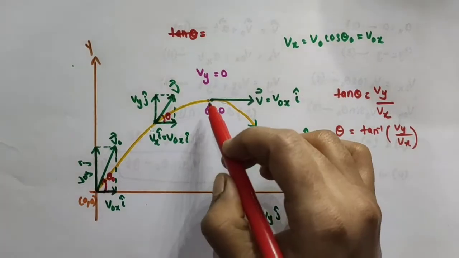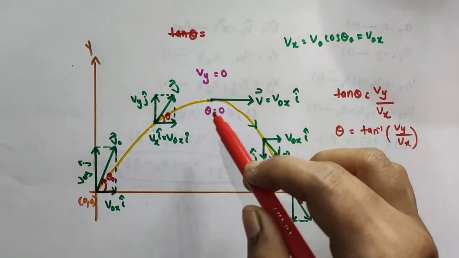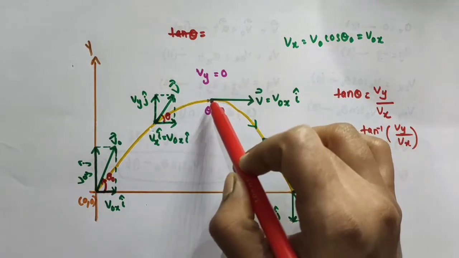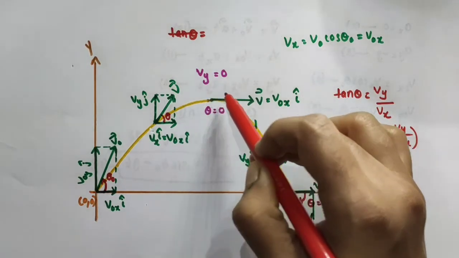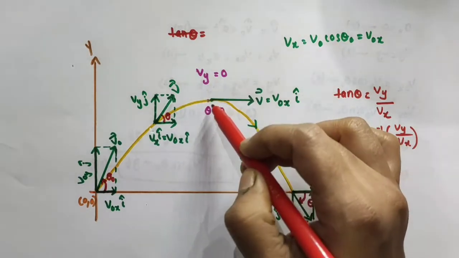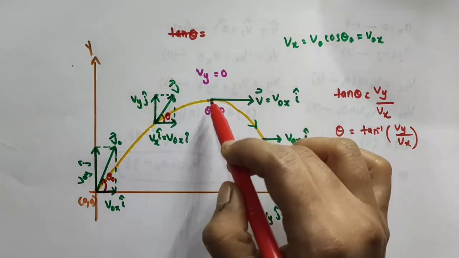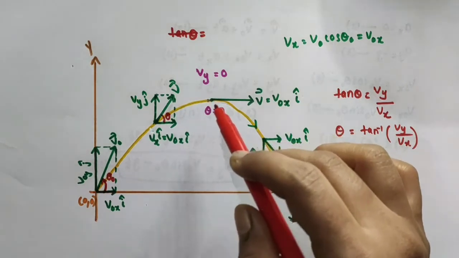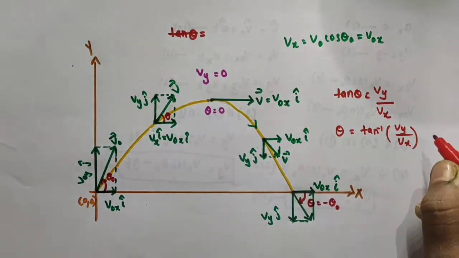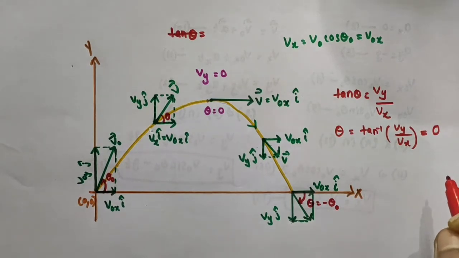Now at the maximum height of the projectile, this is the point the projectile can reach at maximum. Then after that it moves in the downward direction. So this is the maximum height of that projectile, and this is the position of that projectile corresponding to its maximum height. So at the maximum height, we actually get theta equal to 0. Theta equal to 0 means tan inverse of Vy divided by Vx will be equal to 0.